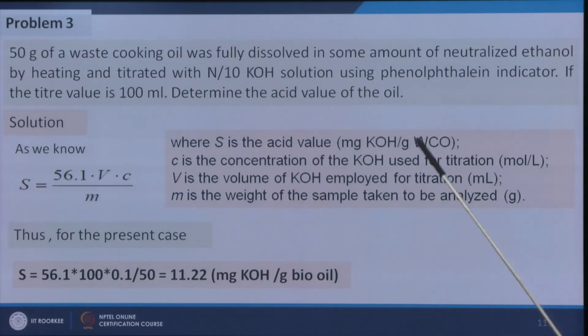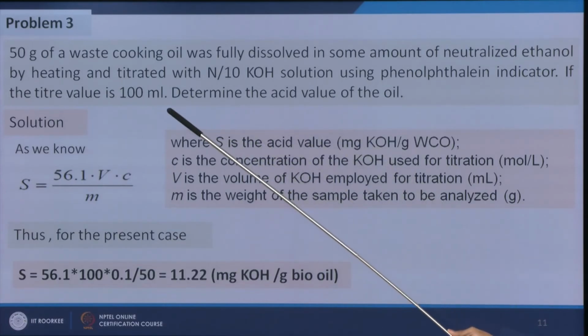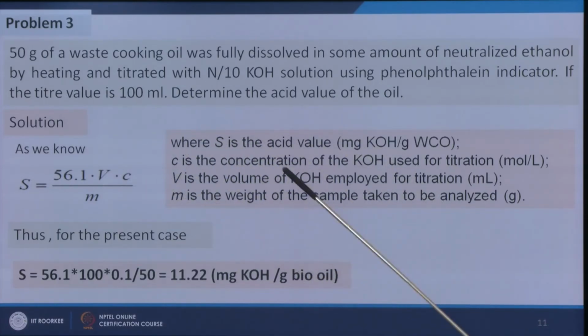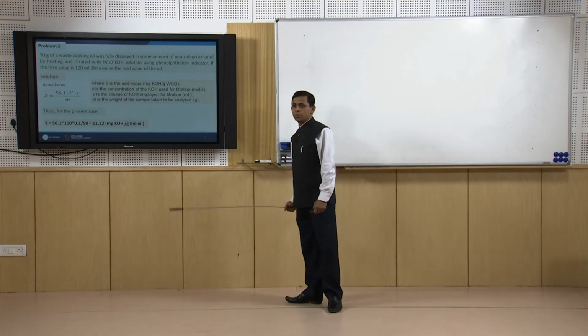We have 50 gram of waste cooking oil, so the M value is 50. What is our V? V is 100 ml. And then what is our C? C is N by 10. That means, in case of KOH, normality and molarity are the same, that is mole per liter, so this will be 1 by 10, that is 0.1. So, 0.1 into 100 into 56.1 divided by 50 is equal to 11.22 mg KOH per gram of bio oil. This is the acid value of this bio oil.